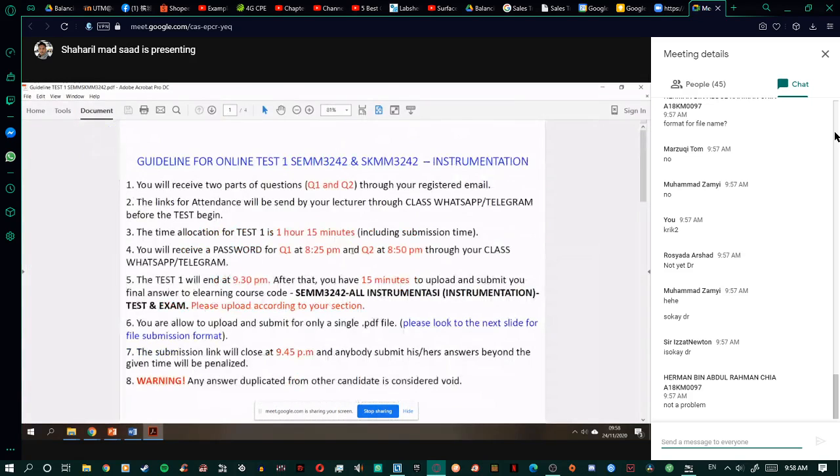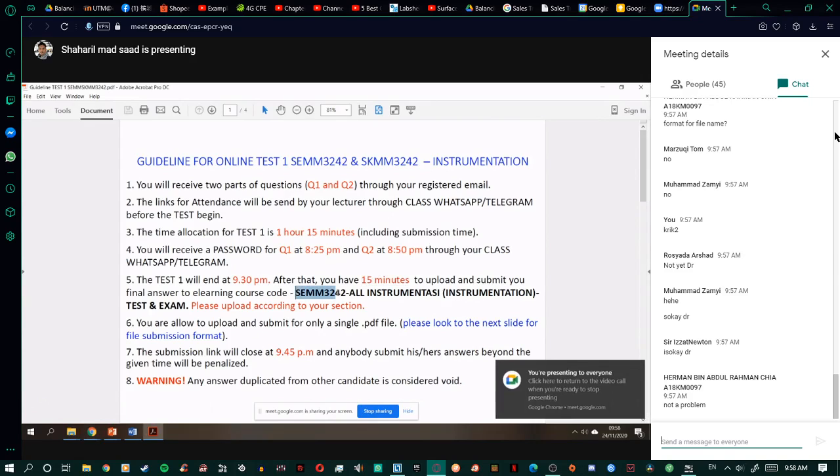Okay, this is the guideline. You will receive two parts of the question. That means you will receive two emails and two questions, Q1 and Q2. Please do not share with your friends, because everybody will get a different question. The link for attendance will be sent to you before the test. The time allocation for test 1 is 1 hour and 15 minutes. You will receive a password for Q1 at 8:25 and Q2 at 8:40 p.m. Your test 1 will end at 9:30 and then you have about 15 minutes.